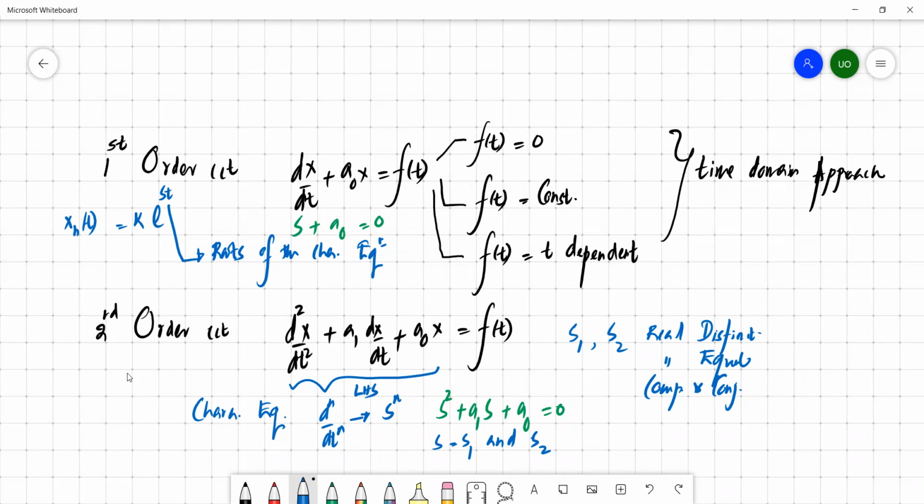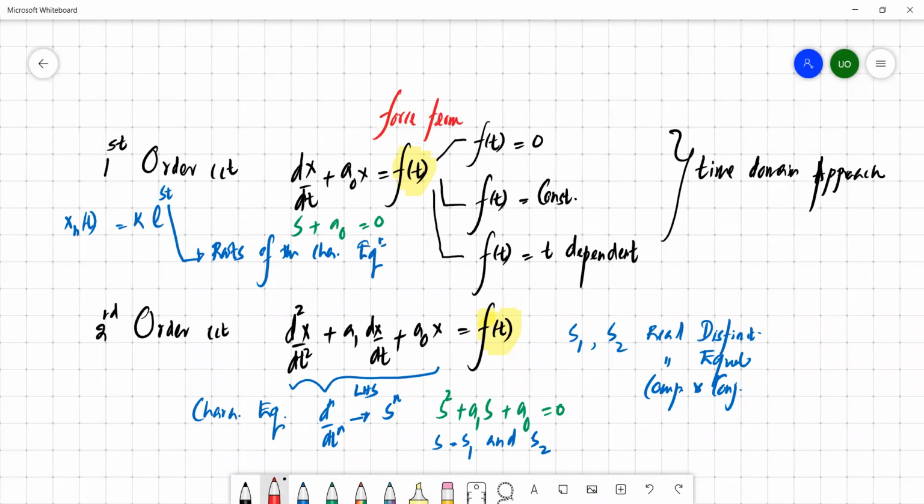Evaluating the forced response is very simple and straightforward. In the time domain approach, you have to clearly identify the forced term. Once you get the differential equation, the term which appears on the right-hand side of the differential equation simply gives the forced term. So this is the forced term.